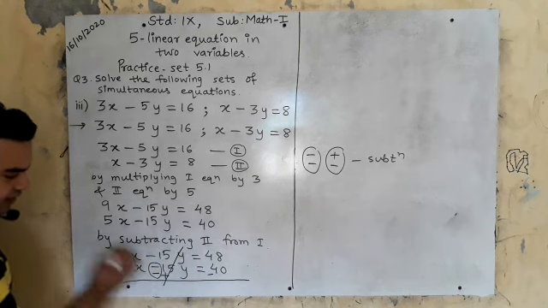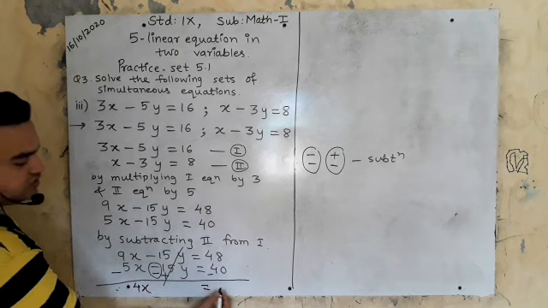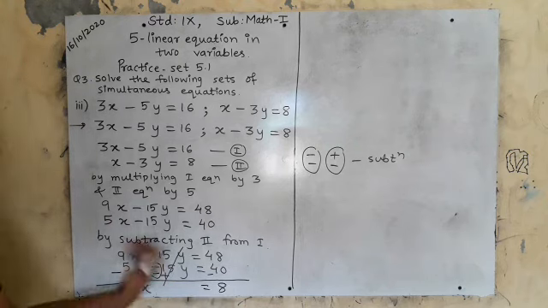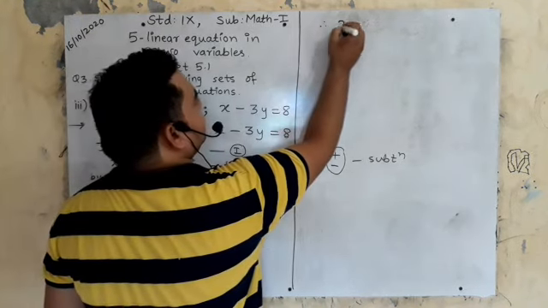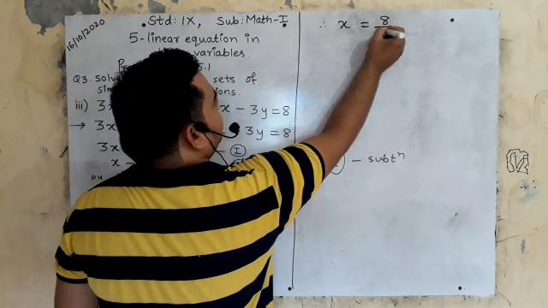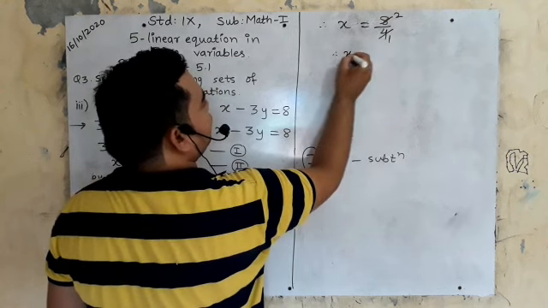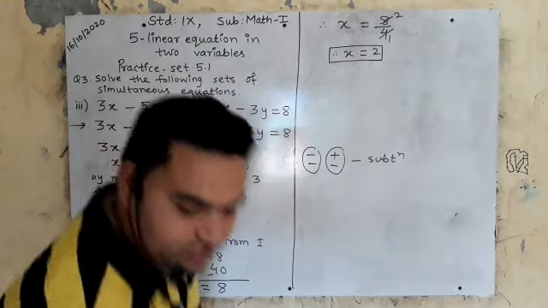So you will eliminate this y. So 9 minus 5, how much is it? 9x minus 5x is 4x, is equal to how much? 48 minus 40 is 8. Now this 4 will go to that side, it will divide. So x is equal to 8 upon 4. 4 ones are 4, 4 twos are 8. Therefore the x value is 2. I hope you understood here.